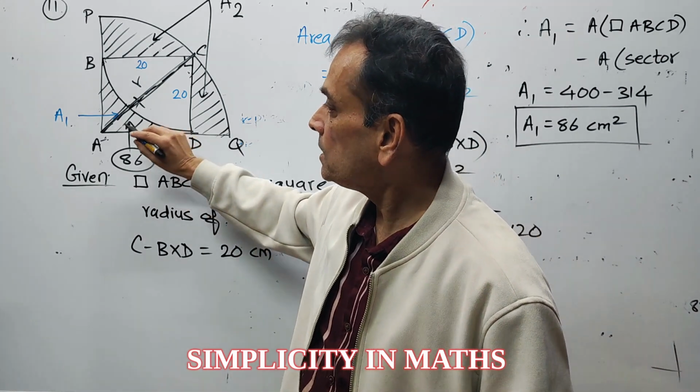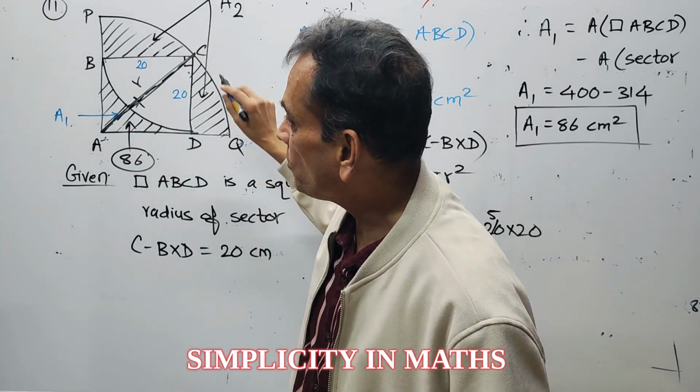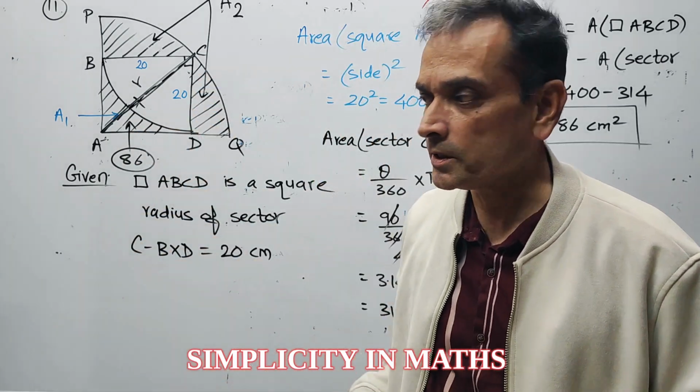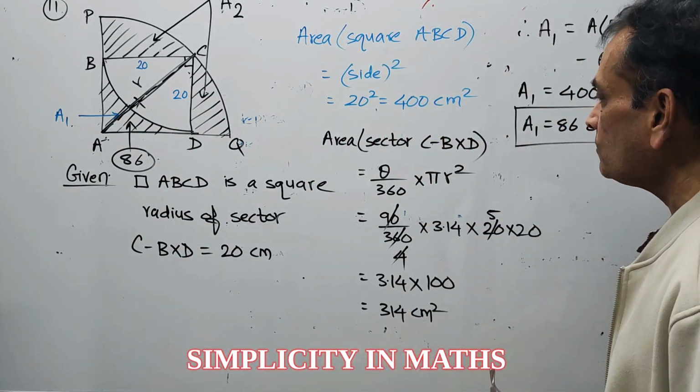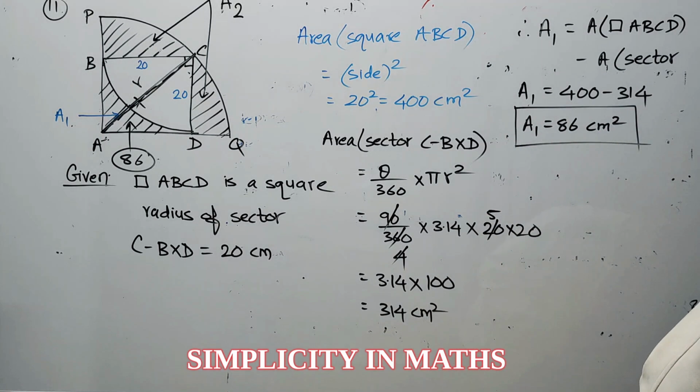So first of all, let us find out the area of the sector. Before that, let us find the radius of the sector. Okay, so this part is over now. So now I just make some place to write.